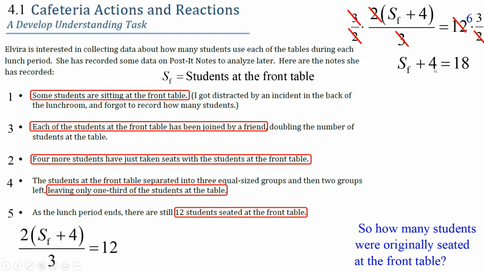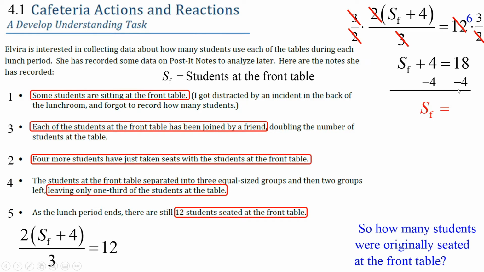We've got to undo adding 4. What undoes adding 4? That's right, subtract 4. And what you do on the left, you have to do on the right. So that equals, well, S sub F plus 4 minus 4 is S sub F. And S sub F has to equal 18 minus 4, which is 14.